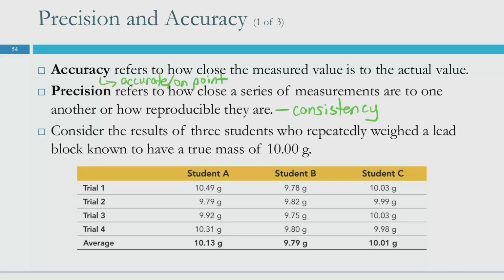So we're going to look at a couple of trials. 3 students repeatedly weighed a lead block. We know that the true mass of the lead block is 10.00 grams. Presumably we bought it from a scientific manufacturer and they measured it with their calibrated instrumentation, and they told us, hey, this is a 10-gram lead block. So students A, B, and C took their 4 trials. They also found an average, and we're going to look at their data graphically on the next slide.